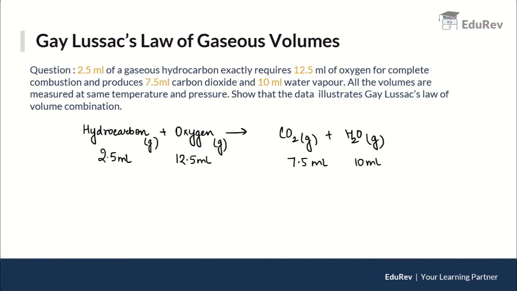Let's see this question. It says 2.5 ml of gaseous hydrocarbon exactly requires 12.5 ml of oxygen for complete combustion and produces 7.5 ml of carbon dioxide and 10 ml of water vapor. All the volumes are measured at the same temperature and pressure. Show that the data illustrates Gay-Lussac's law of gaseous volumes.